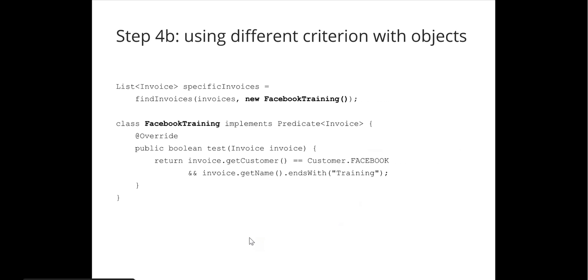Fantastic. So that means that we could, for example, implement that interface with a class like FacebookTraining that checks the customer's Facebook and the invoices related to training. But this still looks a little bit verbose, doesn't it, Raoul? We've got to implement a whole class here every time we want to just change this one line of code. So we end up with 1, 2, 3, 4, 5 lines of boilerplate for one line of business logic. Is that really the best we can do?